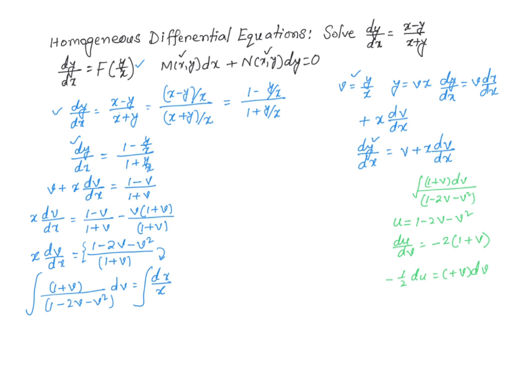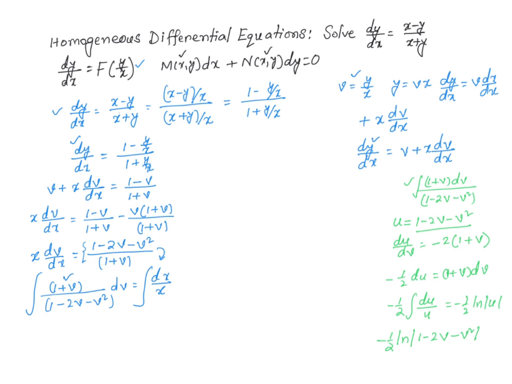Now, if I substitute this value, so there is a 1 here I missed. If I substitute this value into this one, I'm going to get negative 1 half times the integral of du over u, which is nothing but negative 1 half times ln of the absolute value of u. But remember, u is this value, so it's going to be negative 1 half times ln of the absolute value of 1 minus 2v minus v squared. And I'm going to go ahead and plug it back in here to get the final solution.